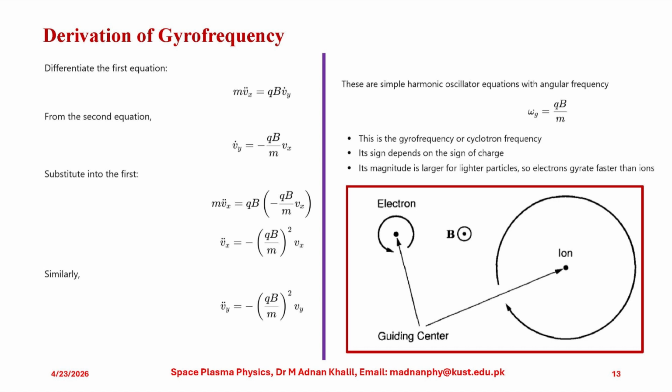These are simple harmonic oscillator equations. So the perpendicular motion is oscillatory, with angular frequency omega g equal to qB over m. This angular frequency is called the gyrofrequency or cyclotron frequency. The figure on the slide reinforces the result physically. The magnetic field is shown directed out of the page. The electron moves in one rotational sense, and the ion moves in the opposite sense, because their charges have opposite signs. The electron orbit is much smaller, which reminds us that lighter particles generally have faster gyromotion and tighter orbits than heavier particles.